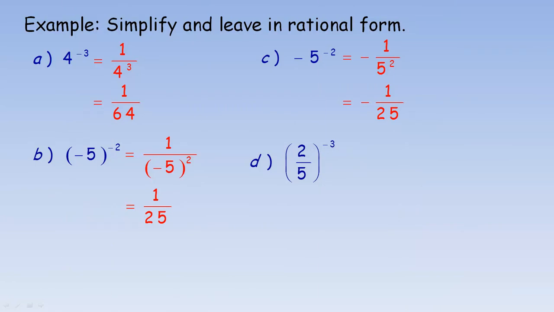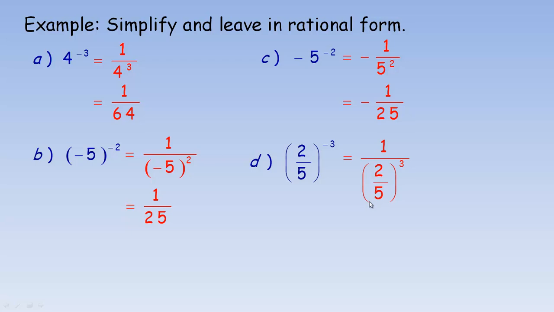Now, one last example here. I've got a fraction, a rational number, raised to a negative power. So I'm going to show you the same way as what I did up here, but I'm also going to show you a shortcut, because of the fact that the negative exponent means the reciprocal. So this would mean 1 over the 2/5 raised to the power of positive 3.